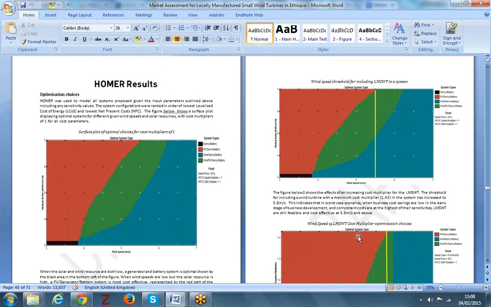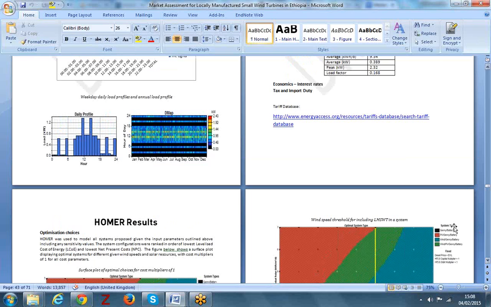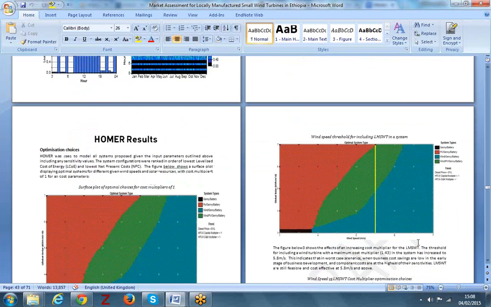So, sorry, Aaron, the blue is just a wind turbine or wind turbine plus generator? Everything, there's a generator included for backup. Okay. So the black is just a generator, the blue is, yeah, wind turbine and a generator. Right, thanks.